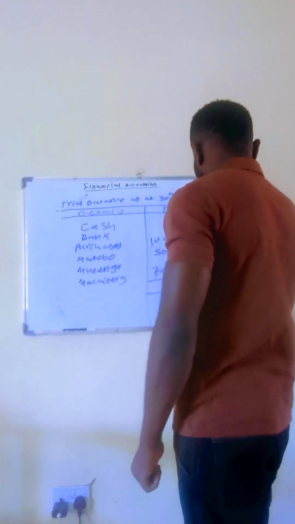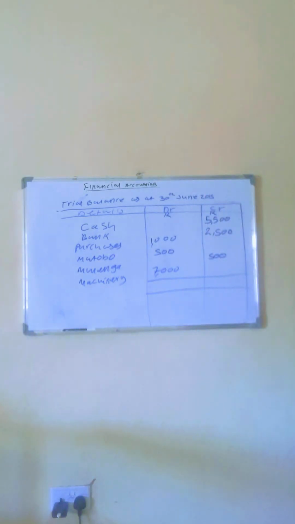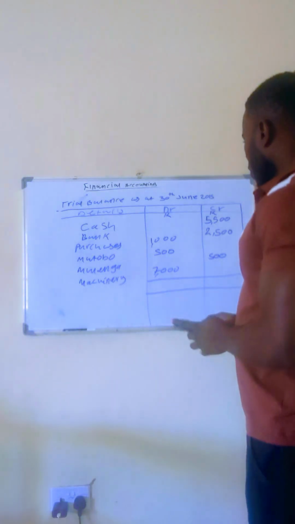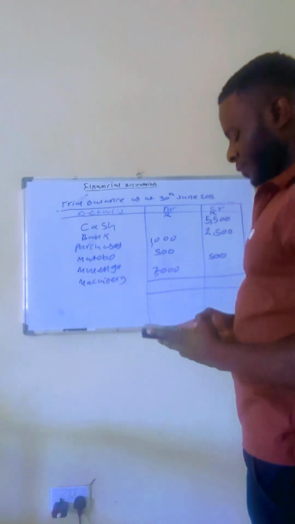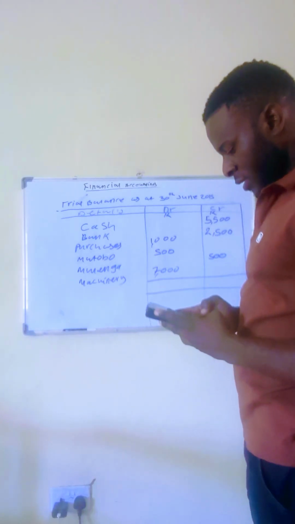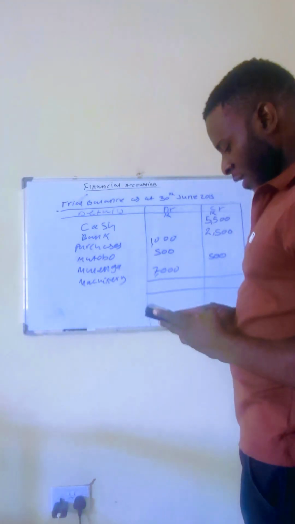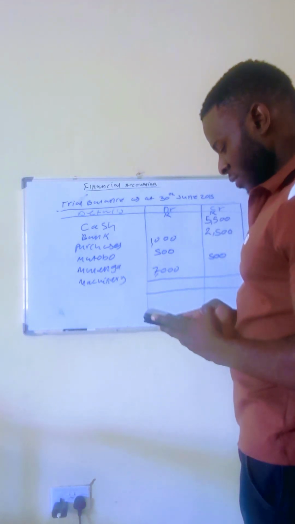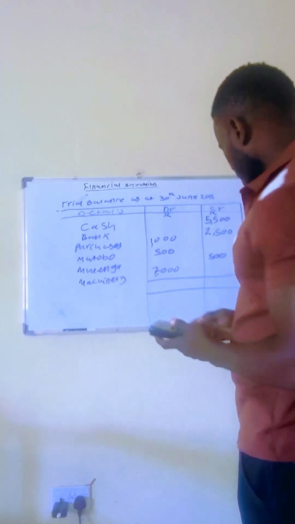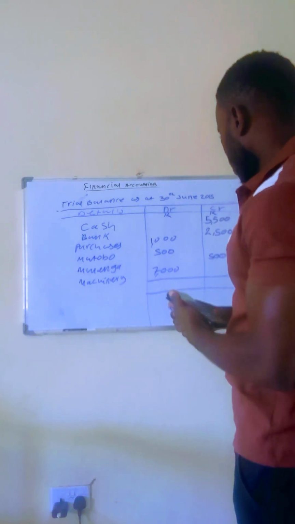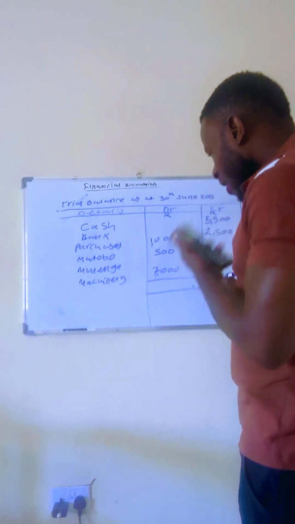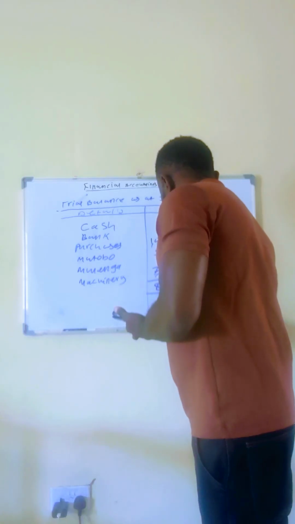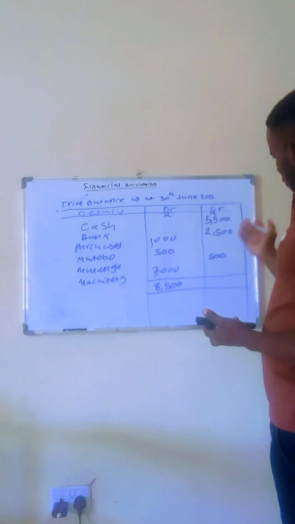It has to balance. So let's balance it together. We'll start with the debit side. We have 1,000, we have 500, we have 7,000. The figure is 8,500. Even here, it has to be 8,500.